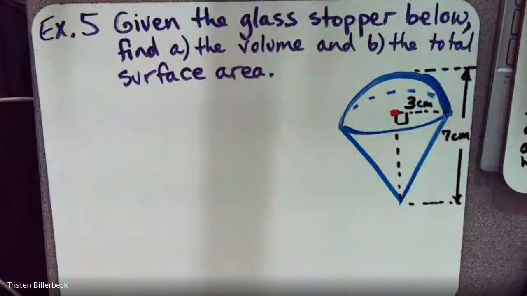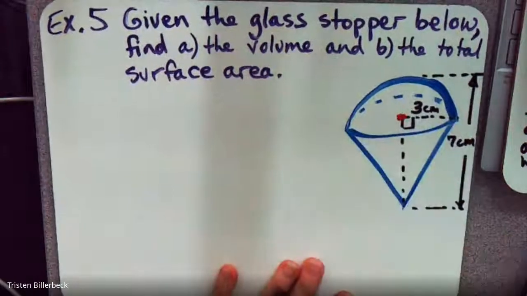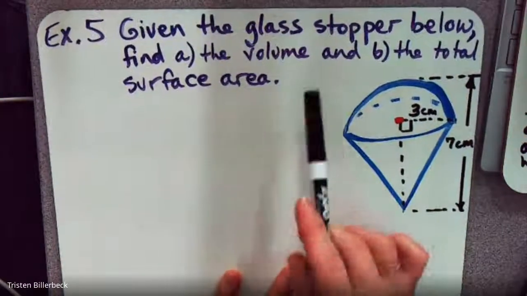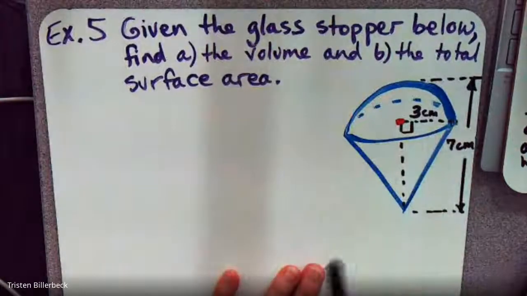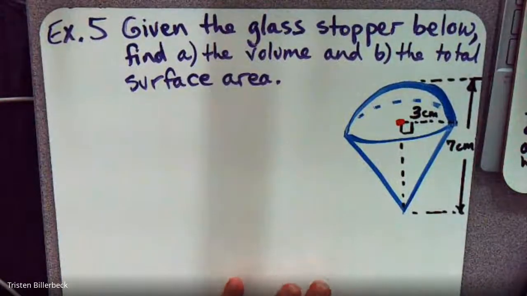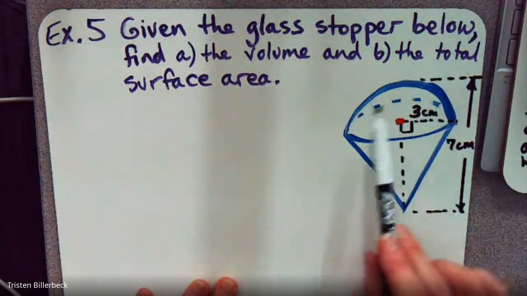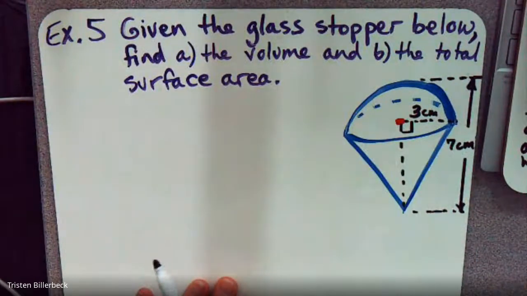All right, so now let's do a creative problem here. So I have a conical glass stopper with a spherical end. So I want to know what the volume is of this stopper and what the total surface area is. Okay, so anyway, we have a hemisphere, not a whole sphere.